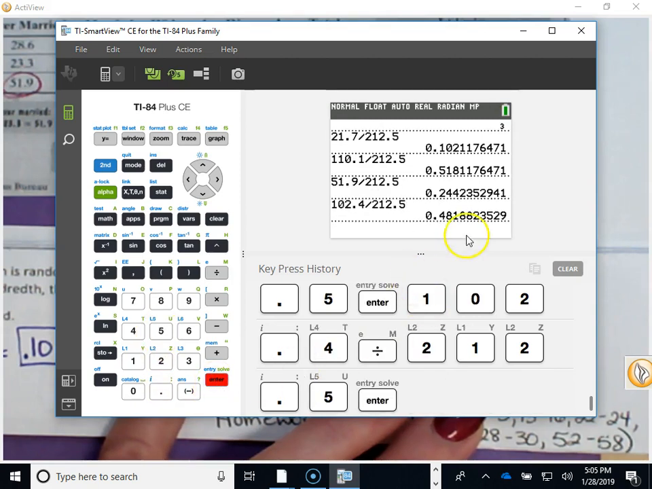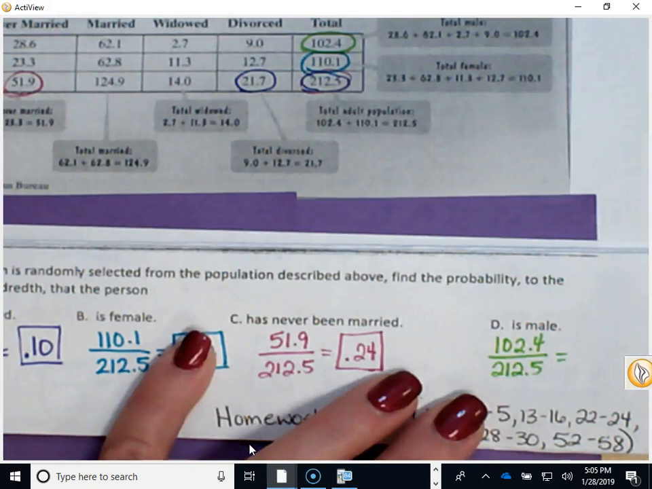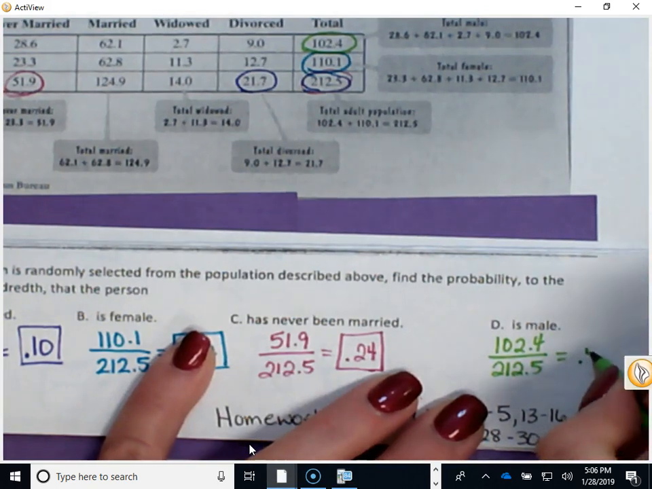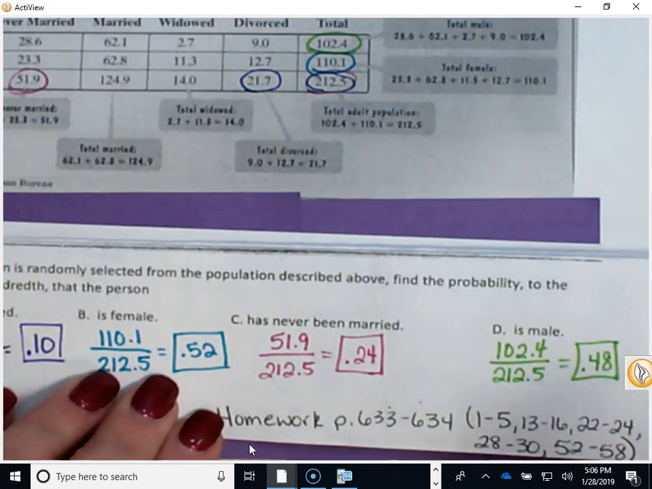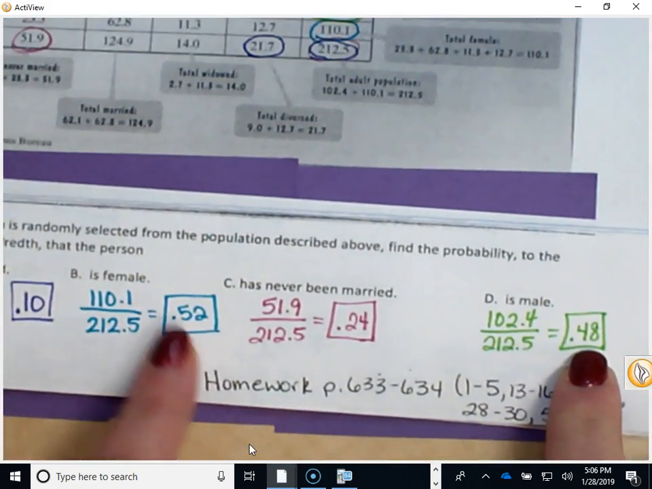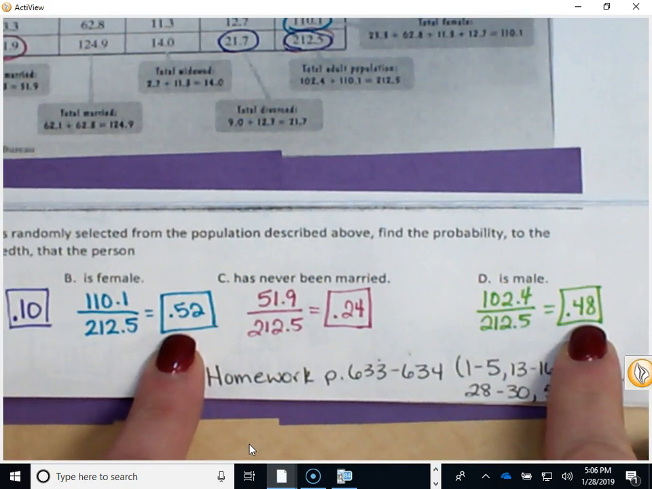We get 0.481. So here's the tenths, hundredths. You look at the next one. That one means that 8 stays the same. So 0.48. Which makes sense because part B was female, part D is male. So these two add up to give you a whole 1. So 0.48 and 0.52 add up to give me 1. So that would include everybody, so that makes sense.